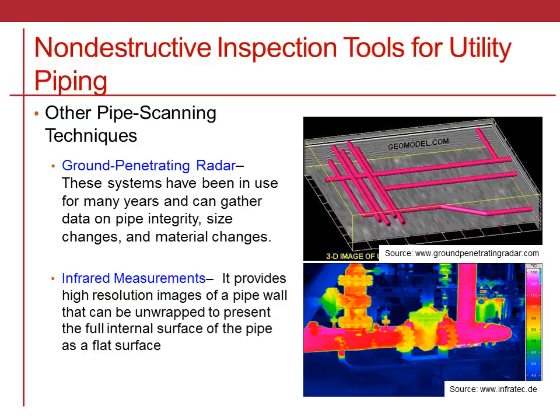In this slide, two other pipe scanning techniques are introduced. The first method is ground penetrating radar. This method is similar to radar in an aircraft. A radar device transmits a signal, the signal is reflected by a buried pipe, and the radar device receives this reflected signal and makes a map of the buried pipe system.